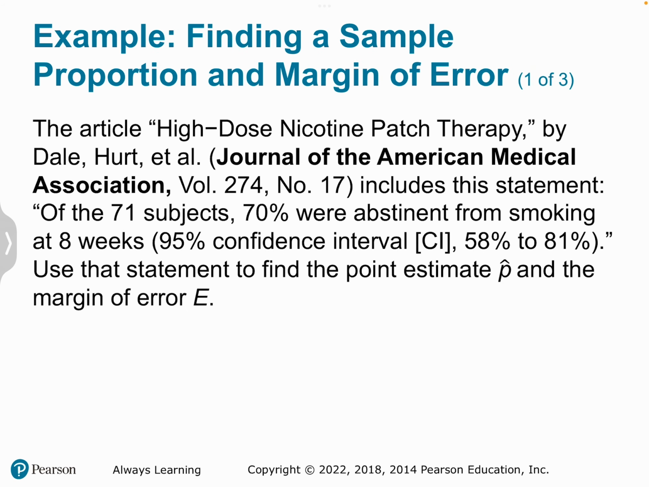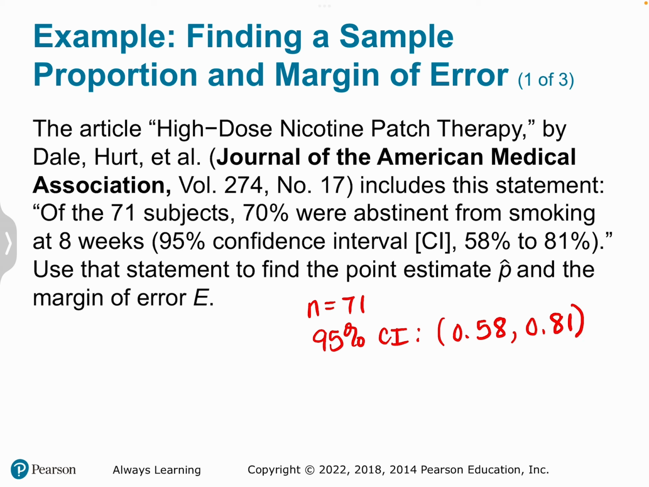Let's look at the following example. It says that of the 71 subjects, 70% were abstinent from smoking at 8 weeks. And this is a 95% confidence interval. Use that statement to find the point estimate p hat and the margin of error E. So let's write a few notes here. First of all, we have that the sample size is 71 and the 95% confidence interval, and we'll use CI as an abbreviation, went from 58% to 81%.